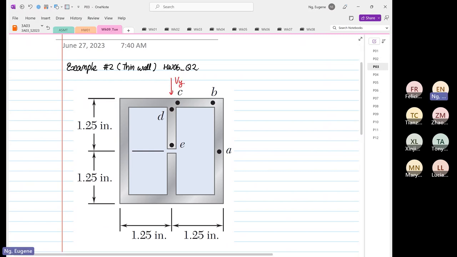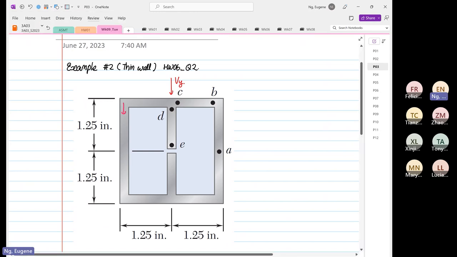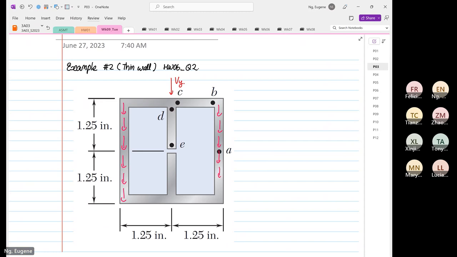So now we are going to design our shear flow, major web. Control the flow. Now the center web is not major because it's broken. Yes or no? There's a break. Okay, so we have this. Then we have them coming. So it controls the flow.